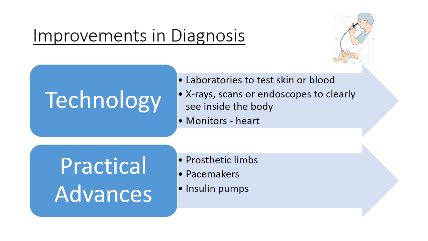prosthetic limbs, so people who've been injured in wars, or a lot of elderly people these days will have a pacemaker to regulate the heart, and diabetics will use insulin pumps to make sure they get the right dosage to enable them to survive.